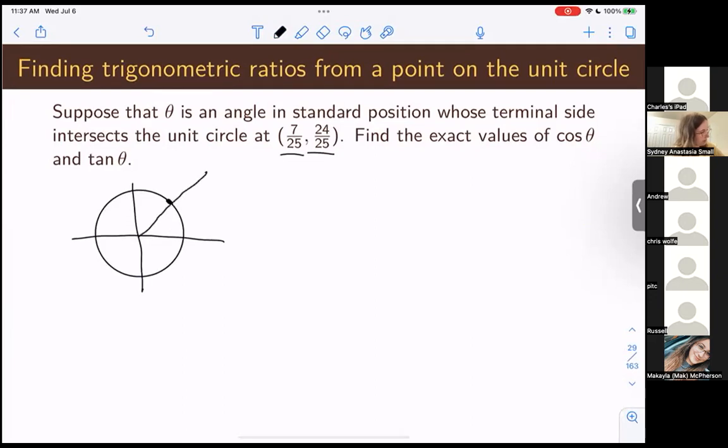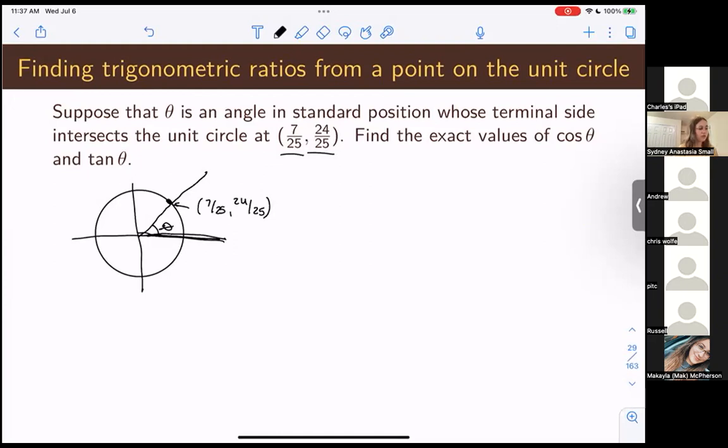Here's our terminal ray right here. Here's the initial ray down here in standard position on the x-axis. This is the angle theta. And we know that this point right here, where our angle intersects the unit circle, is (7/25, 24/25). We want to find the exact values of cosine and tangent.